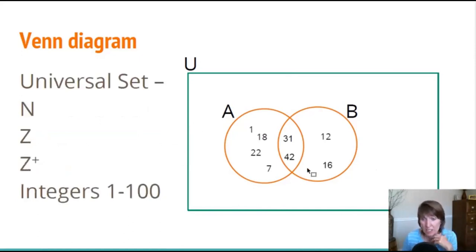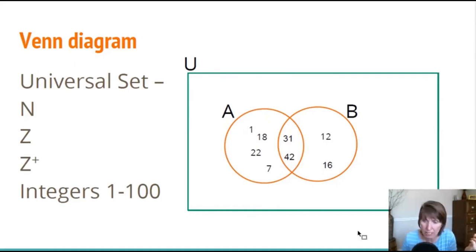So in this case, let's look at this. We have a set A, and it has elements 1, 18, 31, 22, 42, and 7. So all those elements are in A. We have another set B that contains 31, 12, 42, and 16. And we see that there's two numbers, 31 and 42, they're in both sets. We see that A has 4 elements that are not in B, and B has 2 elements that are not in A. But all of them are in the universal set.